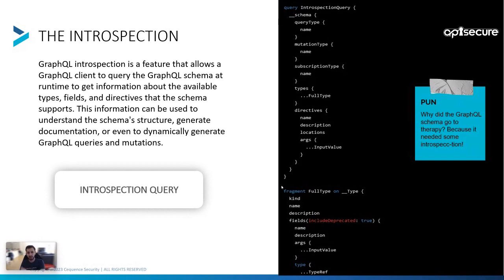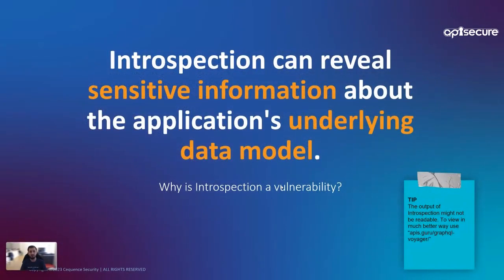It's here, and on the right side, in the black screen, you can see not the whole query, but half of the query. How does the query really look like? We'll see the live thing, how introspection helps us to get the correct underlying data. So introspection can reveal sensitive information about the application's underlying data model.